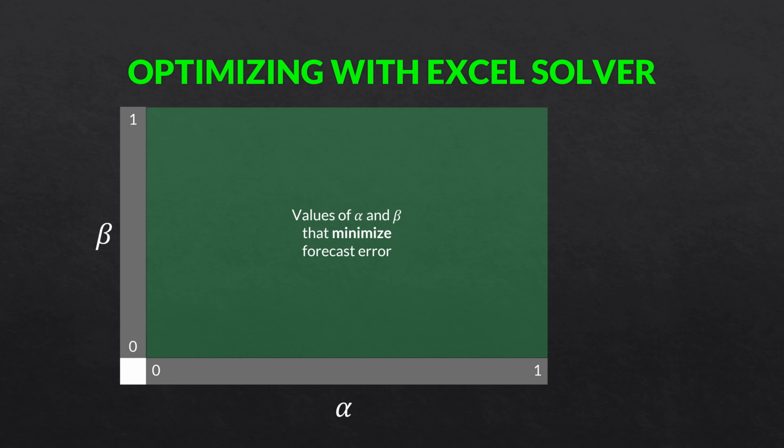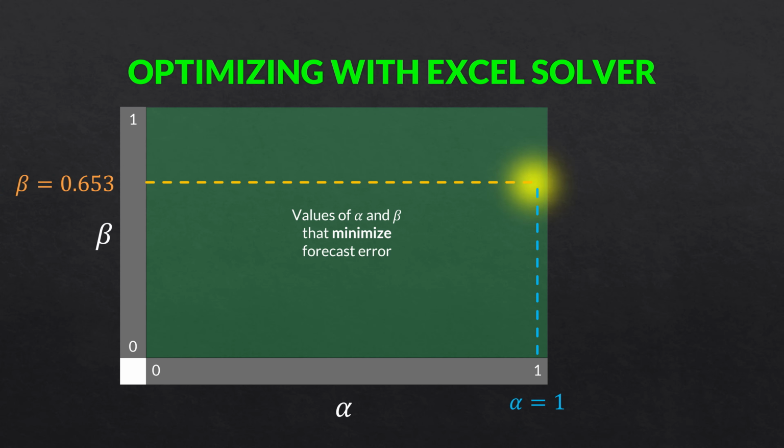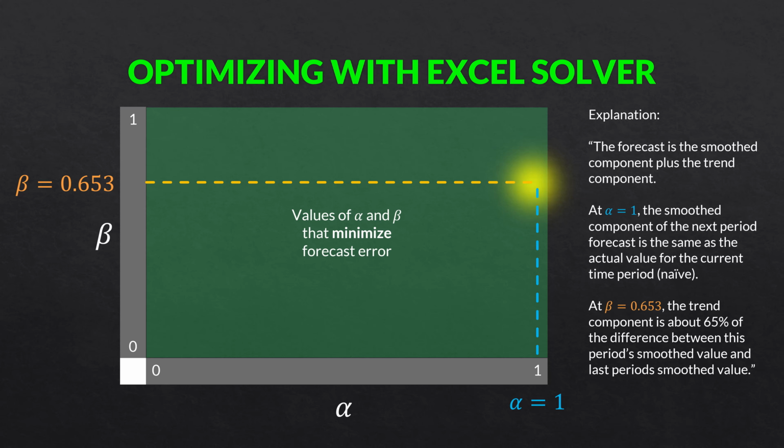So using Solver, we found these two values. The optimal alpha is 1 and the optimal beta is 0.653. So how do we interpret that? Here is the explanation. The forecast is the smooth component plus the trend component. At alpha equals 1, the smooth component of the next period forecast is the same as the actual value for the current time period. That's the naive forecast. Now with beta equals 0.653, the trend component is about 65% of the difference between this period's smooth value and last period's smooth value.